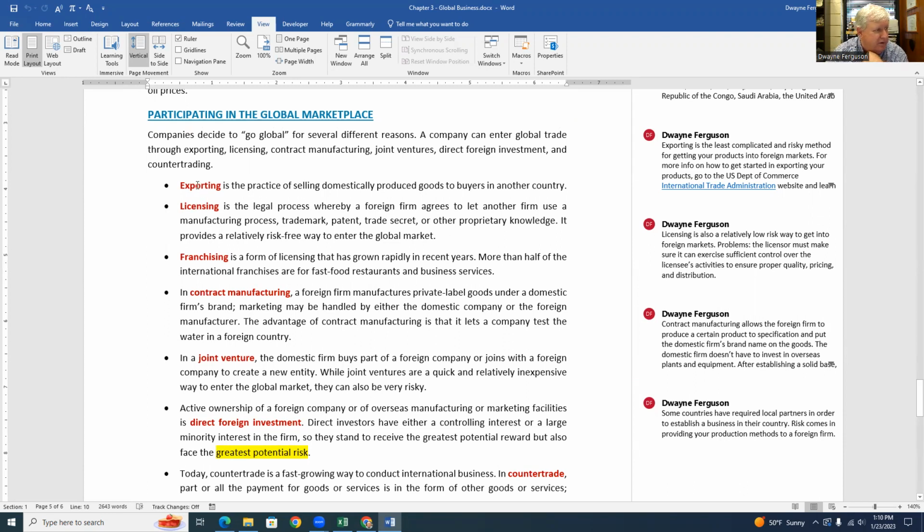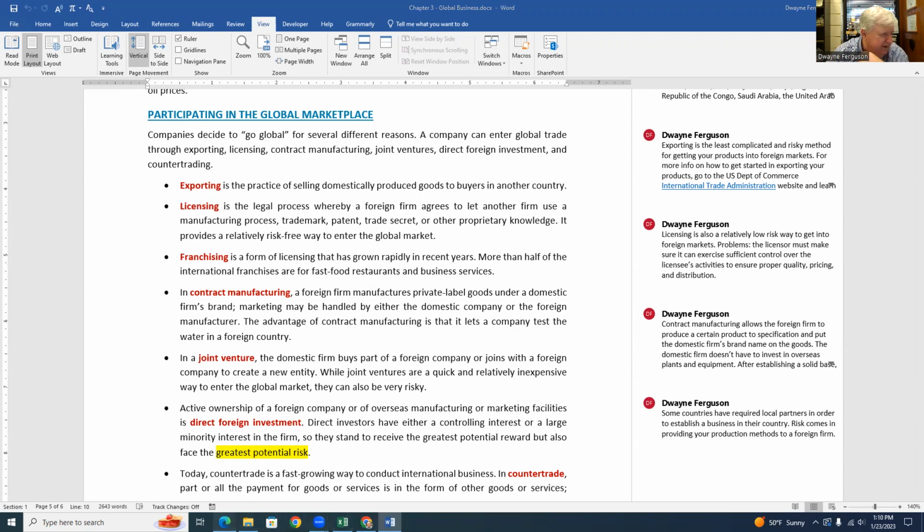If you want to get into exporting, probably the easiest way to do it is either just export it to a buyer in another country or license another company in another country to make your product. All kinds of problems that you could get into with licensing or franchising in another country.